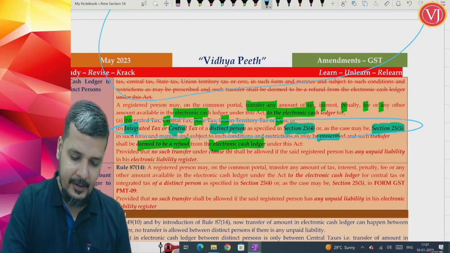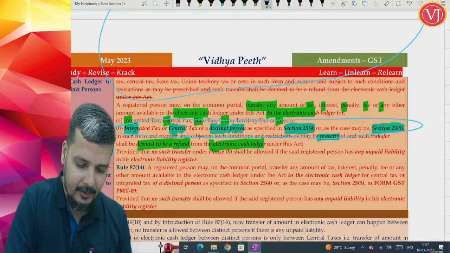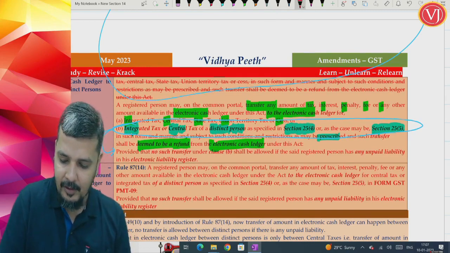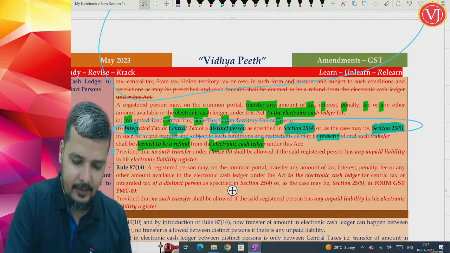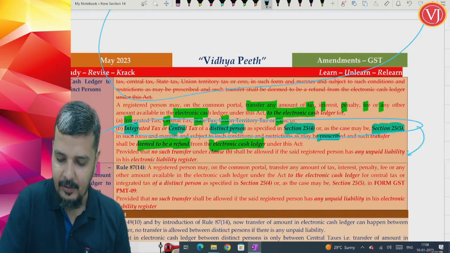But wait, for this particular point there is a corresponding condition. What is this condition? This is a new point that we have, and it has got a condition. What is the condition?